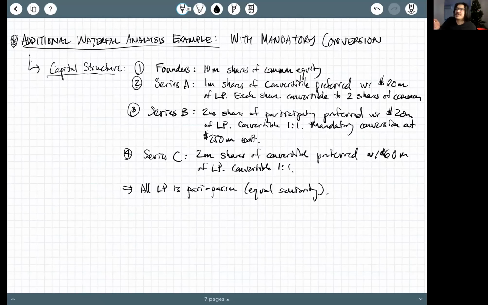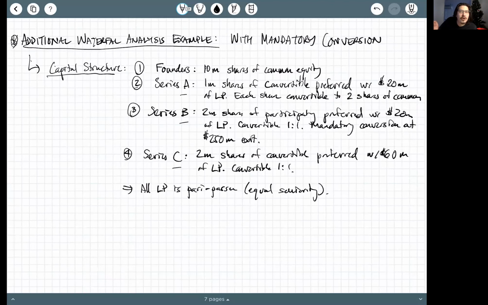All right, so let's go ahead and just describe in this particular example what the capital structure of the startup is. So we're going to consider a startup that has raised 3 rounds of funding, right? Series A, Series B, and Series C. I'm going to assume that founders own 10 million shares of common equity. Series A owns 1 million shares of convertible preferred with a total of $20 million of liquidation preference. I'm quoting this here in dollar terms. I tell you the liquidation preference is 20 million.